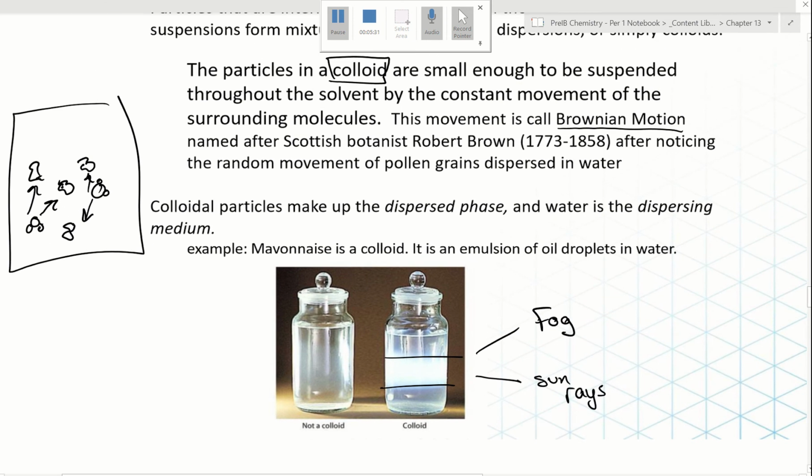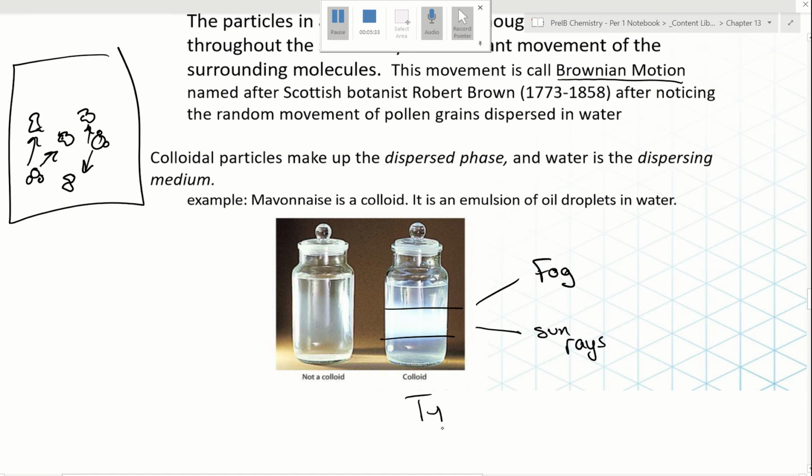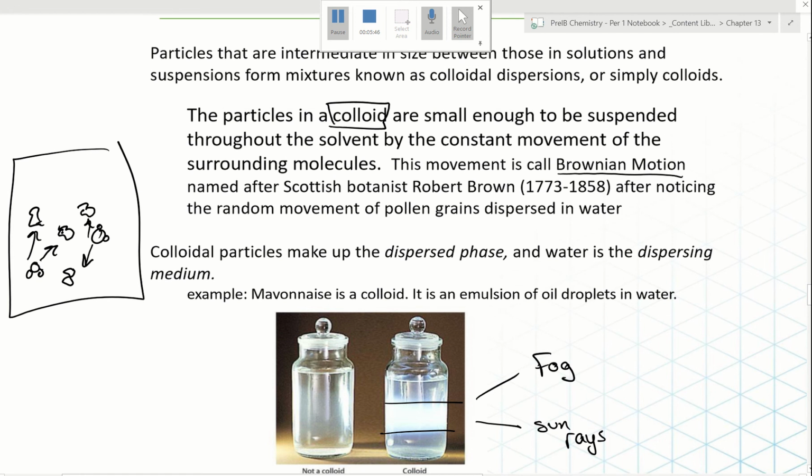So that's referred to as the Tyndall effect. So the Tyndall effect is how we recognize a colloid. Brownian motion is what keeps the particles from settling out.